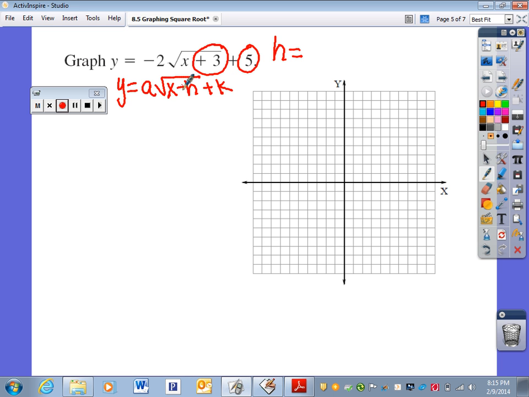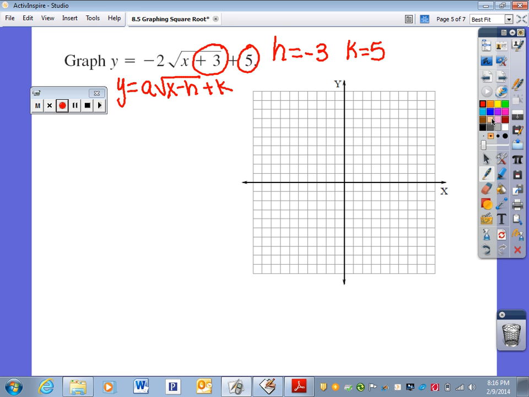And that h has a minus, so since we have changed that to a plus, that means our h value is going to be -3. And our k value is going to equal 5. So in this square root function, we are going to move our whole function 3 units to the left and 5 units up.